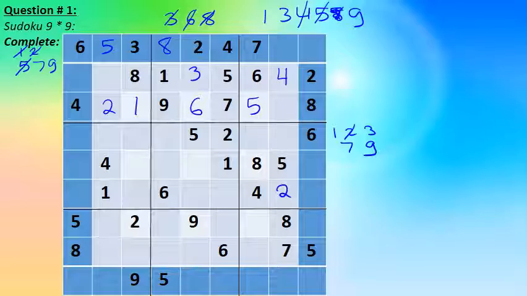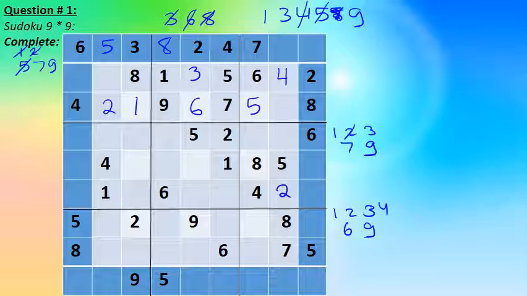Many choices. In the next box, Joel, what is the next box missing? 1, 2, 3, 4, 6 and 9. Can we use 1? No. Many choices. 2 cannot be used in the first line. How many choices does it have? 2 choices, right? Now 3.